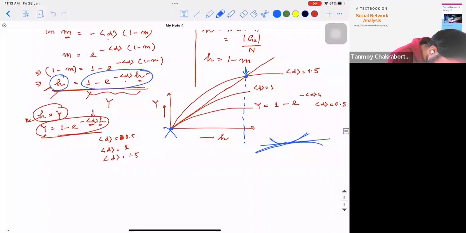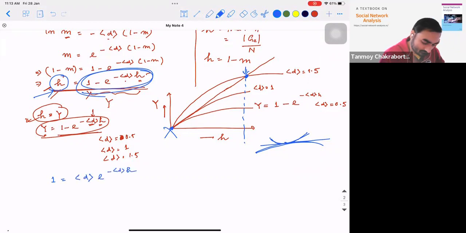So the tangent of this with respect to h, the derivative of this with respect to h, is 1, and the derivative of this with respect to h is what? It is mod d e to the power minus mod d h. Okay.